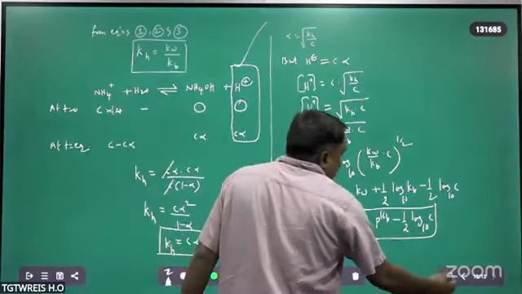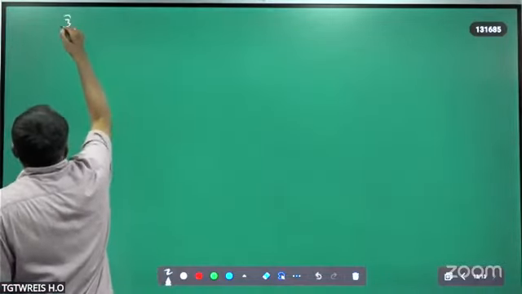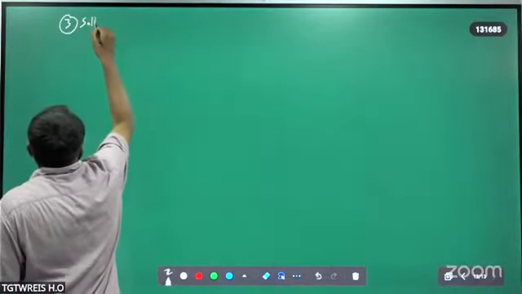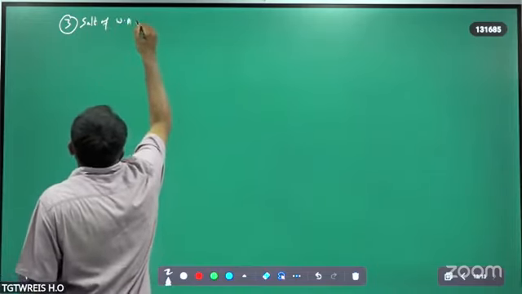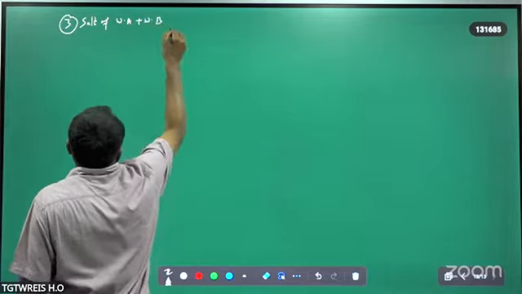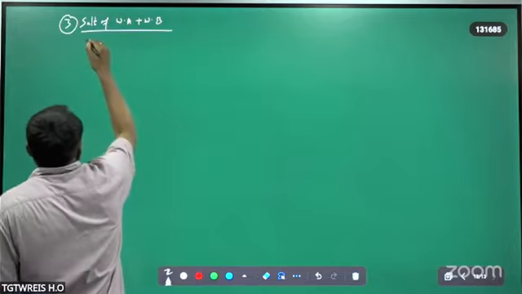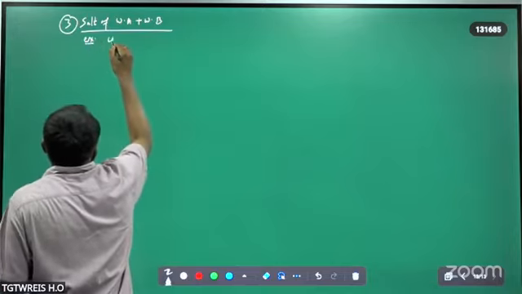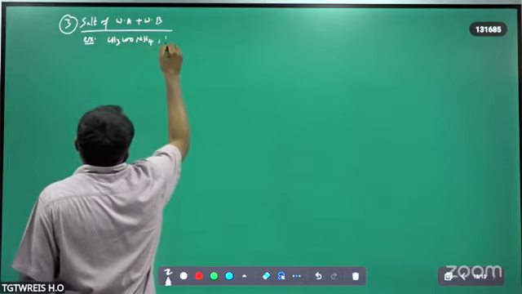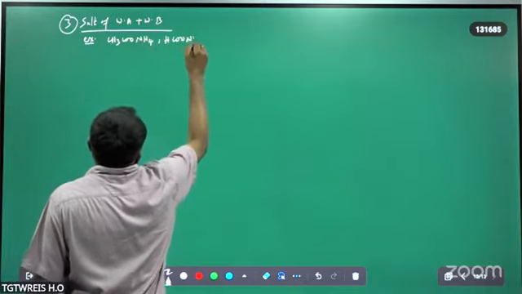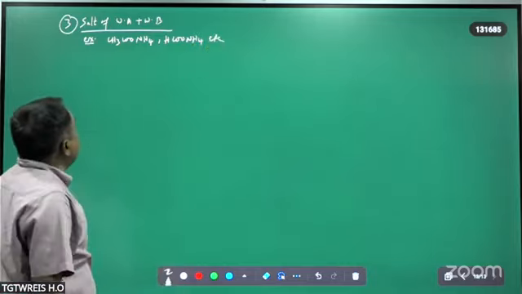But the next one, the third type, is the salt of weak acid and weak base. So what is meant by weak acid and weak base? Examples are CH3COO NH4, HCOO NH4, etc. These salts are of a weak acid and a weak base.